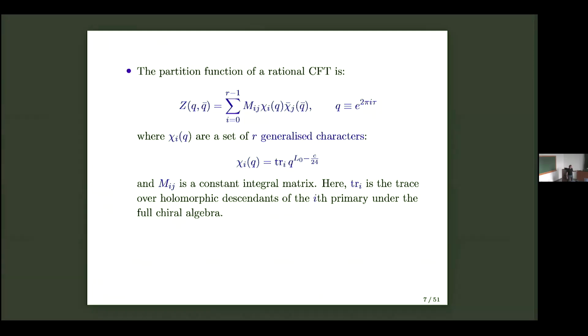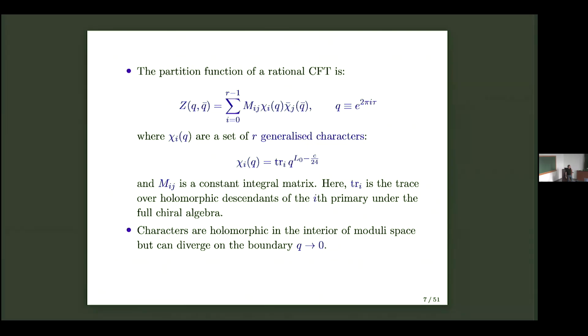Okay, so those are the chi's. They are holomorphic, but there are many of them, one for each primary. Then in a bilinear way, we combine them with anti-holomorphic characters and with some matrix that multiplies it. The matrix has to be chosen such that Z is consistent. And the consistency of Z is that it should be modular invariant, which I'll come to on the next page.